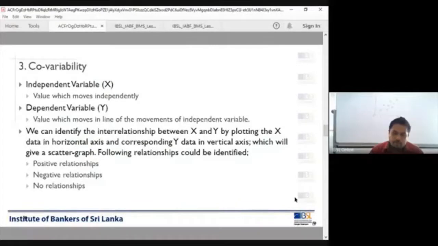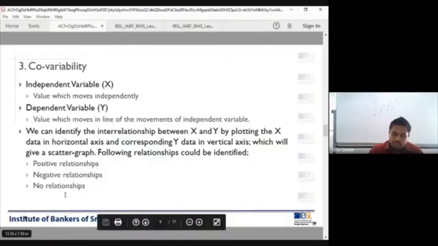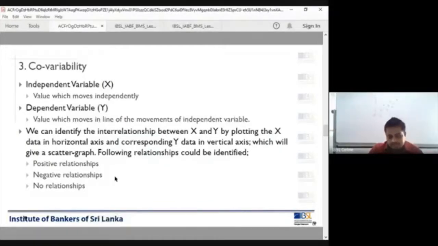So when we plot the data in a scatter graph, either you may see positive relationships, negative relationships, or no relationships at all. So what we are going to measure again here would be the value of covariability. Let's look into these. No relationship, we don't have to discuss anything. We are not deriving or coming into conclusions by identifying no relationships here. Rather, the positives and negatives will be the useful ones for us to make decisions.